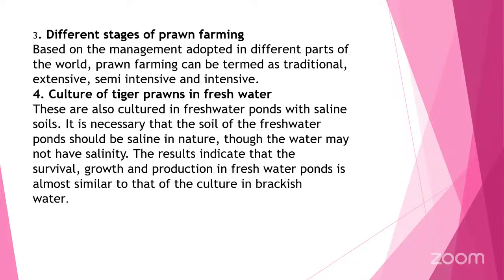Next, what are the different stages of prawn farming? Based on the management adopted in different parts of the world, prawn farming can be termed as traditional, extensive, semi-intensive, and intensive.